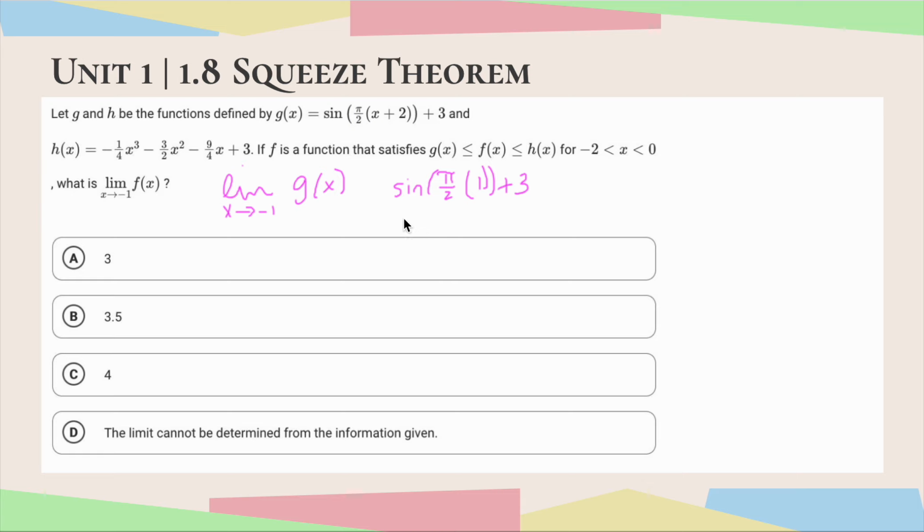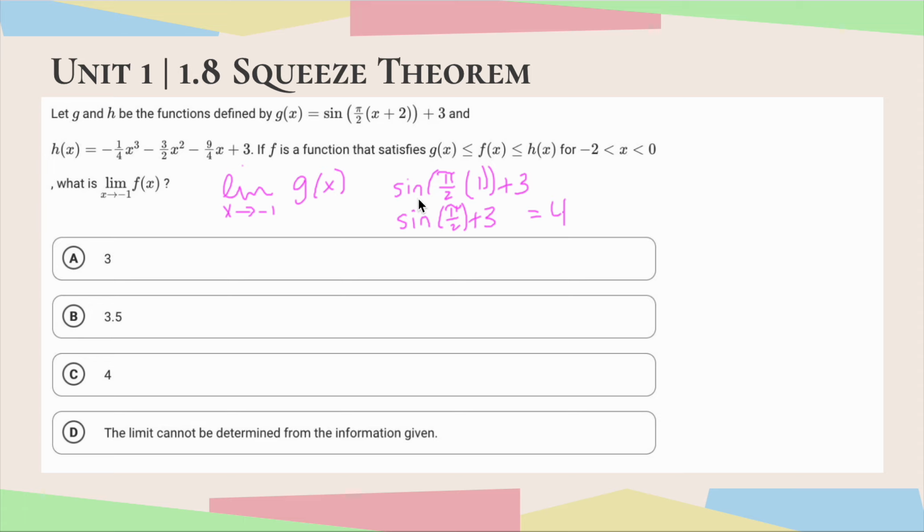And then let me just go ahead and simplify this down a little bit further. So this is the same as sine of pi over 2 plus 3. The sine of pi over 2, if you remember, is just 1. So 1 plus 3 is 4. So the limit as x approaches -1 of g is equal to 4.